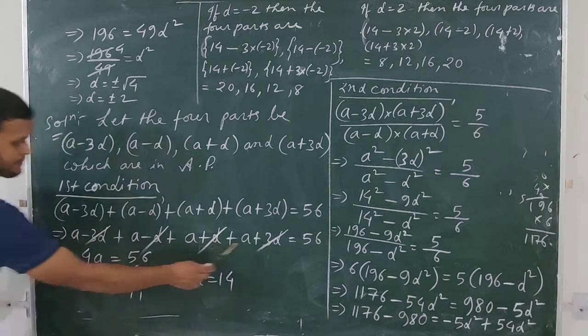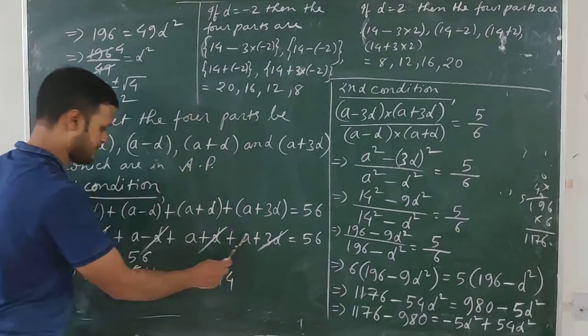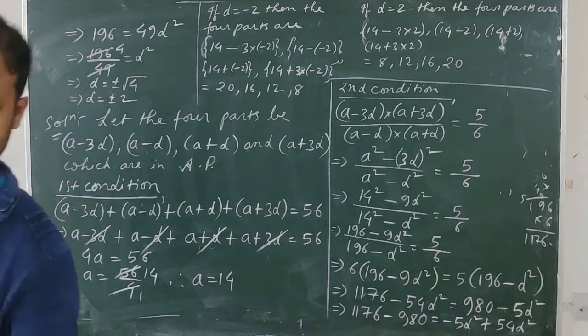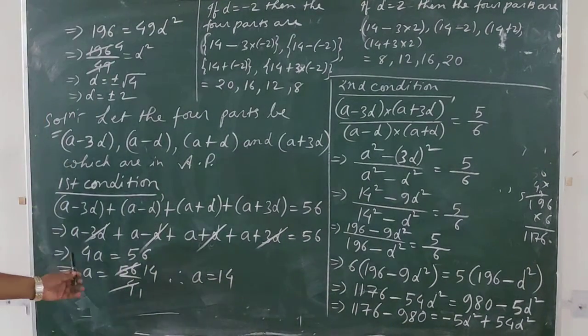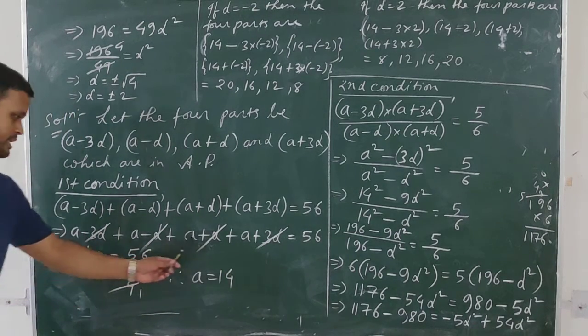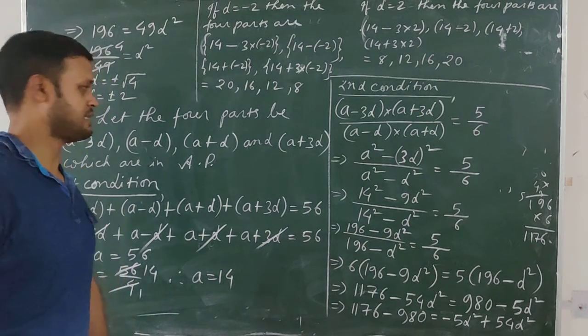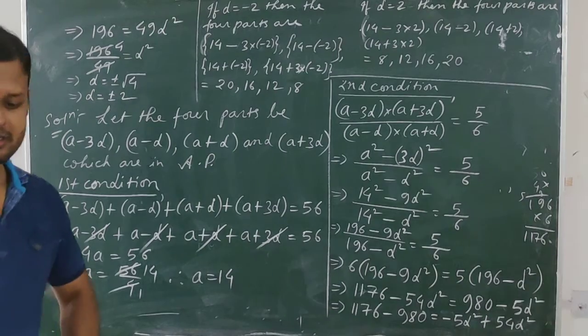So minus 3D and plus 3D is cancelled, plus D and minus D is cancelled. So A plus A plus A plus A will become how much? 4A. A plus A plus A plus A is equal to, how many are there? 1, 2, 3, 4. So 4A is equal to 56. 4 and 56, how many times? 14 times. Now, next part.